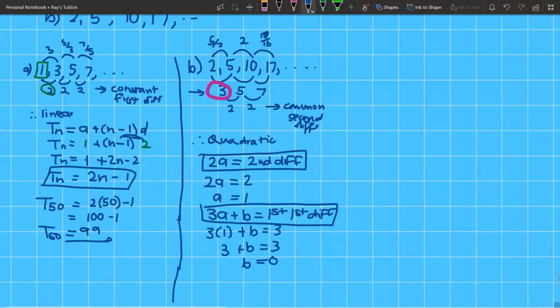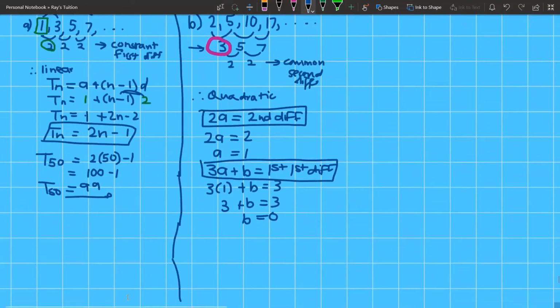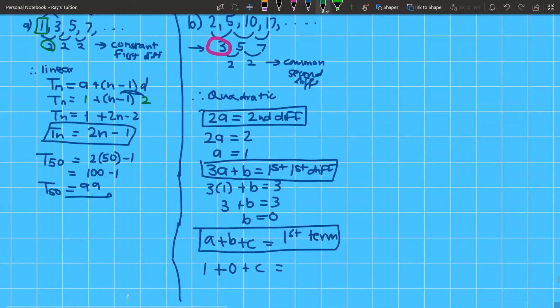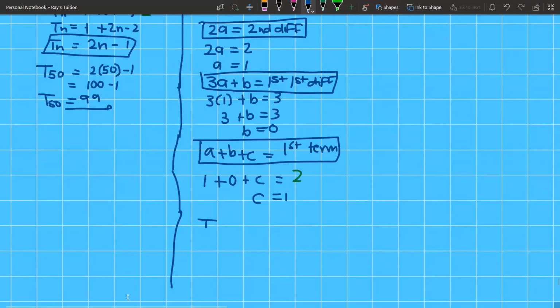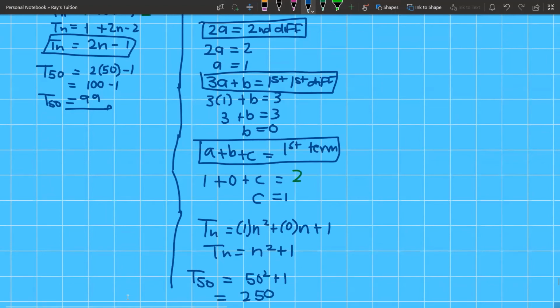Then finally we use our third formula, which is a plus b plus c is equal to our first term. Our a value is 1, our b value is 0, and we're solving for c, and our first term is 2. So solving for c, we get c is equal to 1. So our general formula is Tn is equal to 1n squared plus 0n plus 1, which we can write as n squared plus 1. To find the 50th term, it is then 50 squared plus 1, which is 2,501. So that is that one.